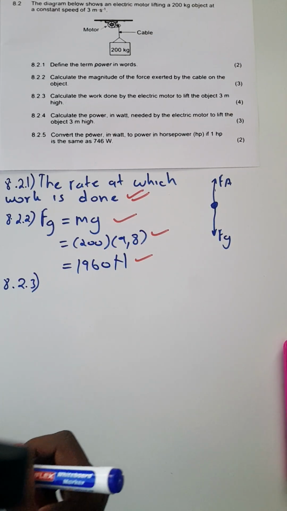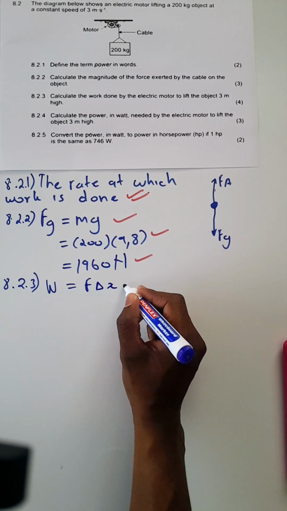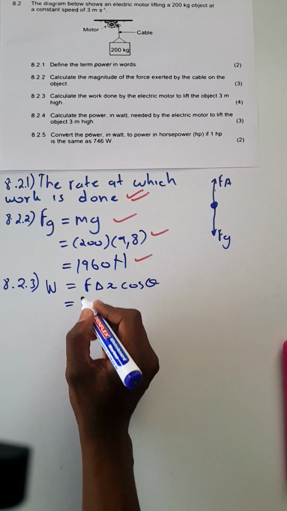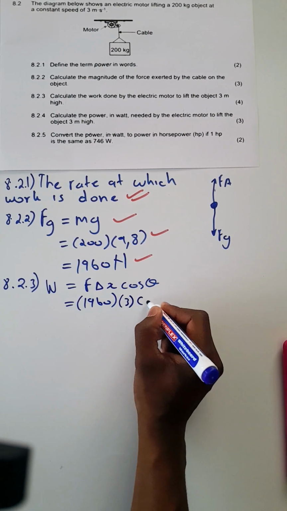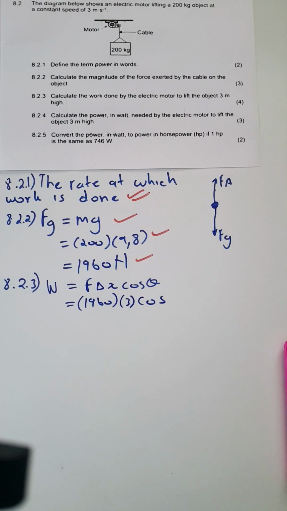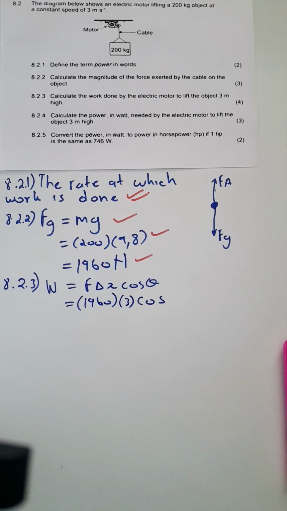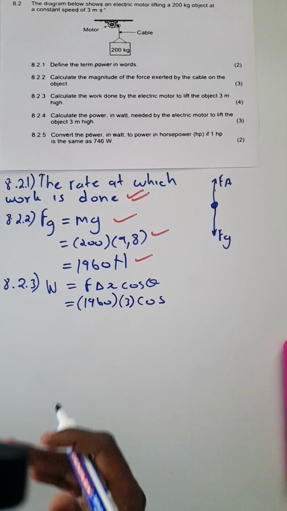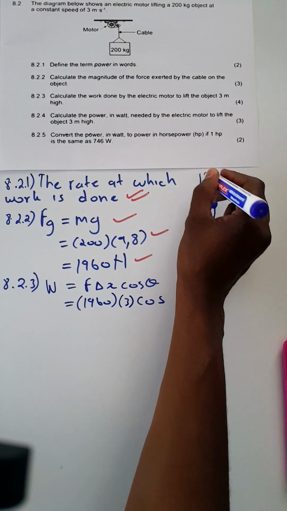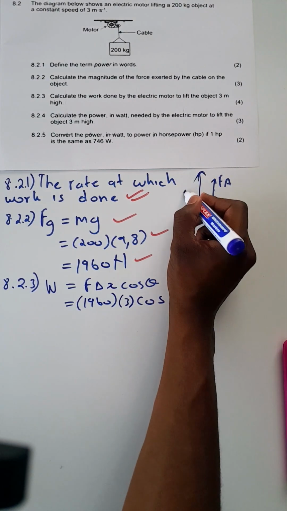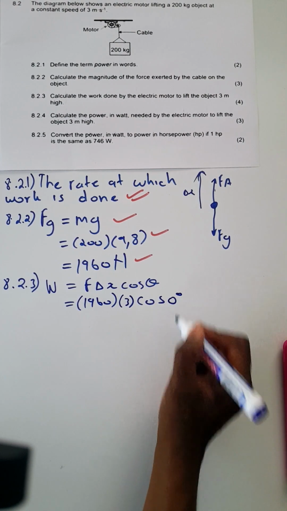Calculate the work done by the electric motor to lift the object. The work done is equal to the force of the cable multiplied by the displacement multiplied by cos theta. Remember, the force is equal to the weight, 1960, multiplied by a displacement of 3, multiplied by the cos of... Now the question is, what is the angle between the displacement and the force applied? What is displacement? Displacement is simply the direction of motion. Where is the object moving? The object is being lifted, so it's going upwards. So the displacement and the applied force are in the same direction. That means the angle between them is 0.